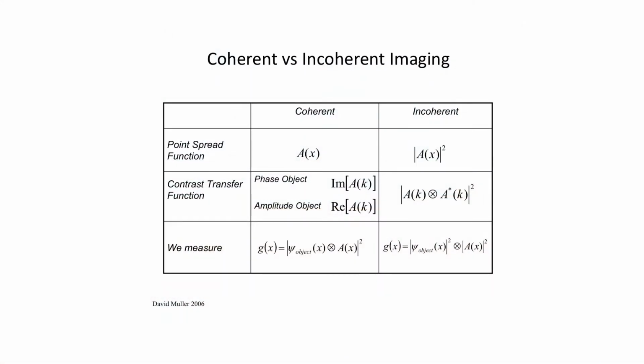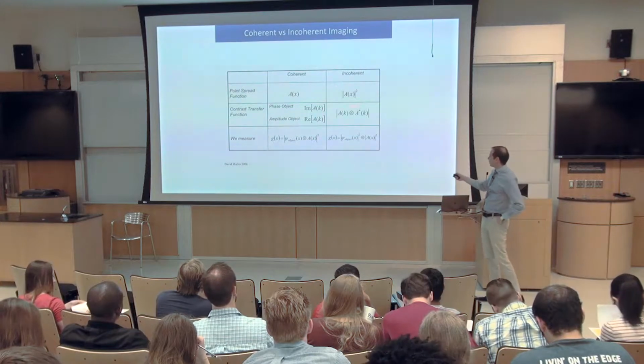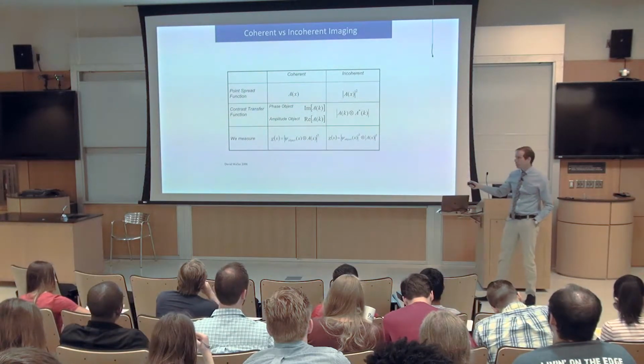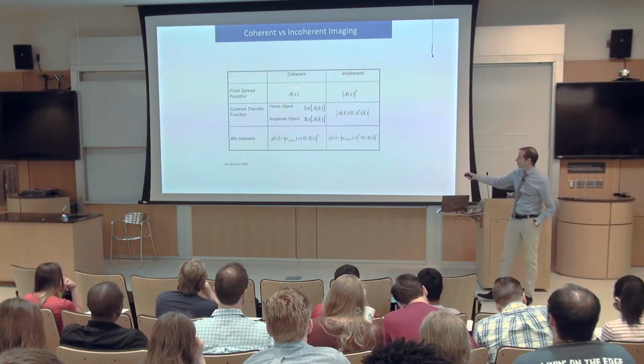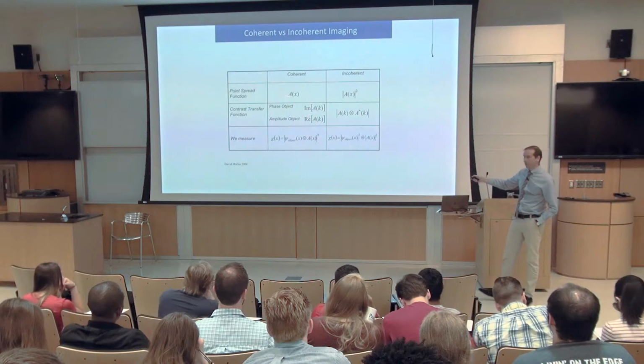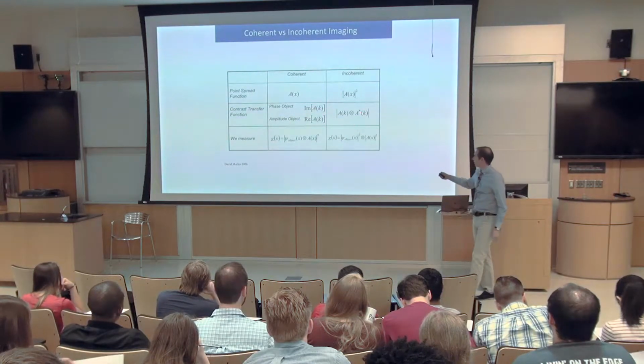Okay, so we can summarize this by the point spread function in coherent imaging is simply A of x. In incoherent imaging, it's the intensity squared. A contrast transfer function is the Fourier transform of that. So this function will have both real and imaginary components. However, the contrast transfer function in incoherent imaging will not.